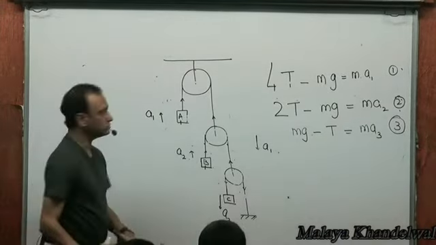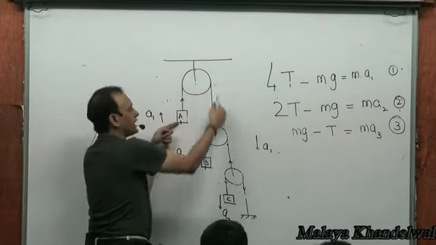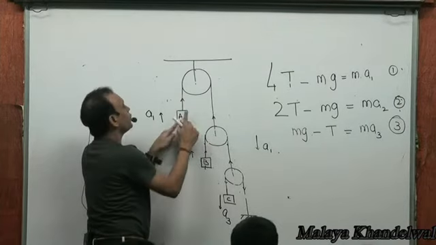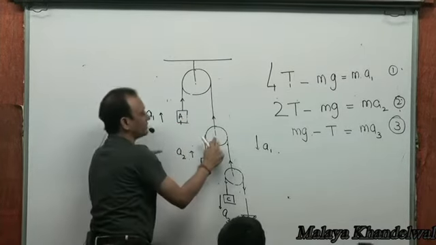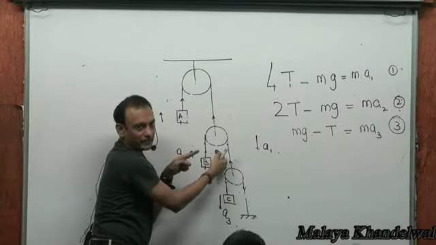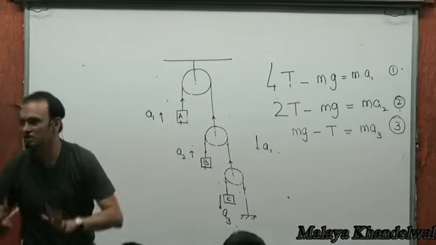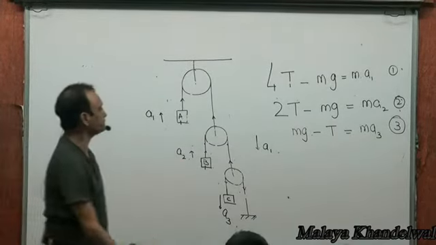Now, this string constraint has already been taken care of. Why? The moment I say this is moving up with A1 and this is moving down with A1, that means I've already assumed constancy of this string length. So this first string is already factored in our string constraints. I don't have to bother.